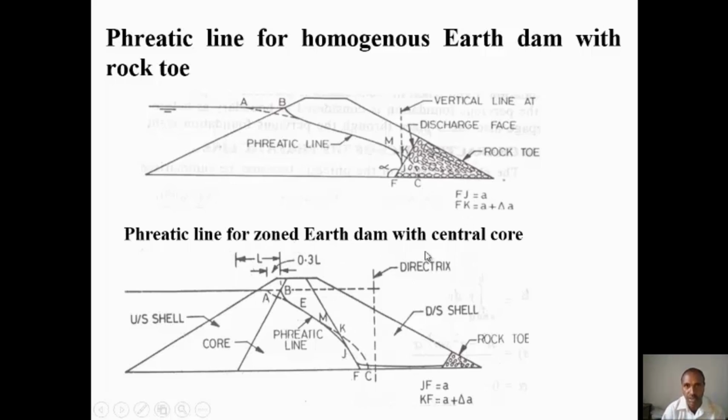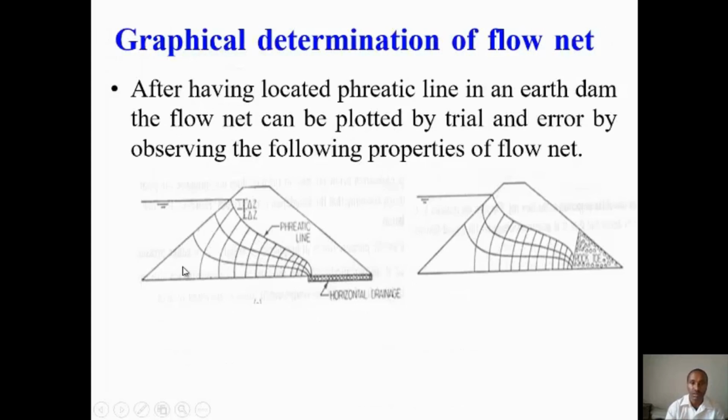If you have a clay core at the center of the dam, it will go like this. You see, like this. So you have dielectrics here, the downstream shell and rock toe. Then like that, it will proceed. Okay, so graphical determination of flow net.